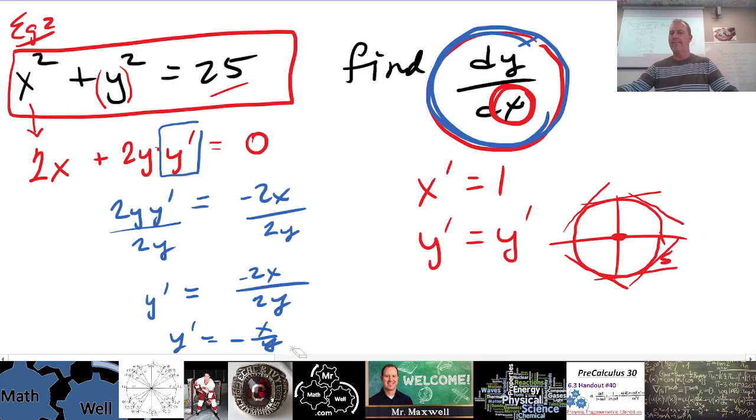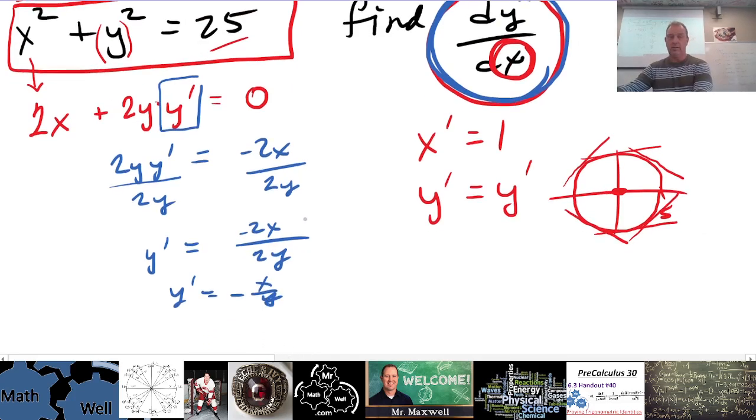Negative x over y. Now, here's what's going to happen when you differentiate implicitly like this: you're going to get the derivative in terms of both x and y, which is totally fine, because before our derivatives were only in terms of x, because the functions we took derivatives of were only in terms of x. So you only needed the x value of the point to find the derivative. That was before. Now you might need both the x and the y coordinate to figure out what the derivative actually is.